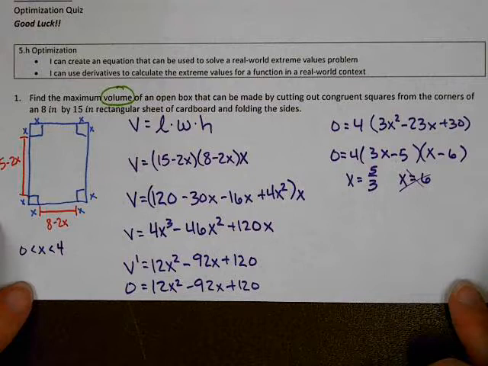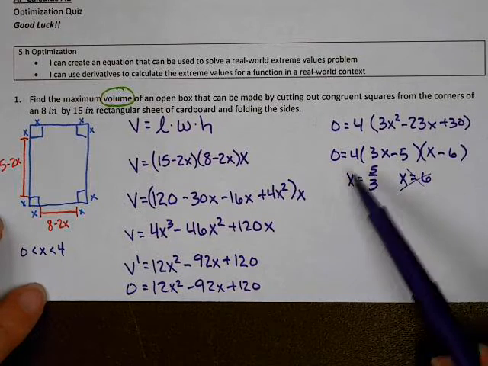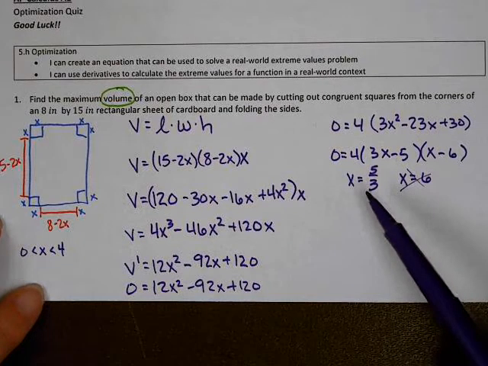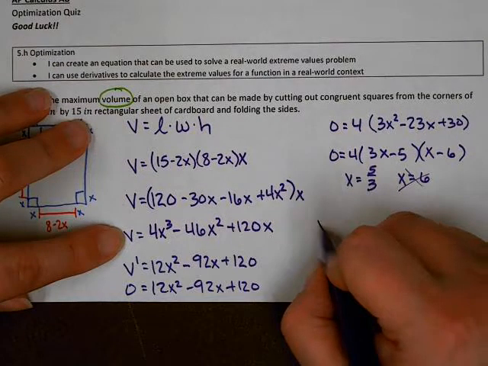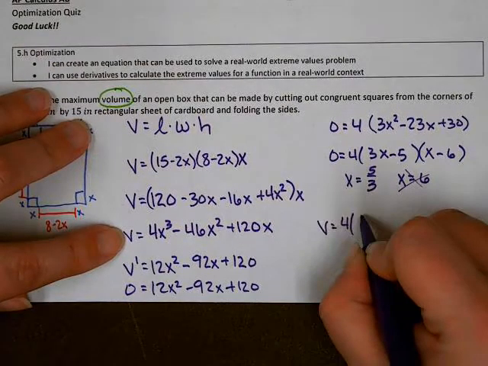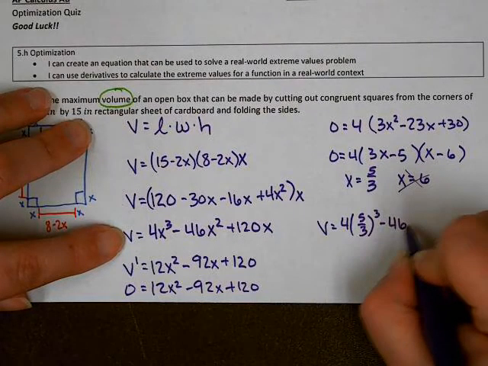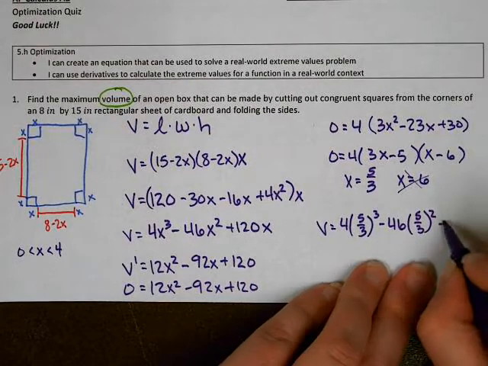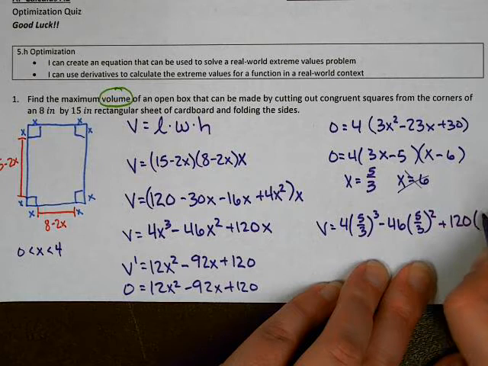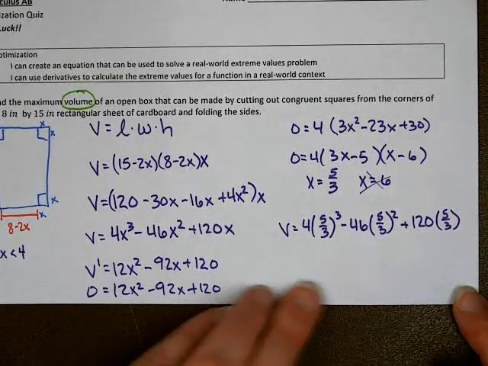Now you have to pay attention to what the question is asking you. It says find the maximum volume. It doesn't ask for the dimensions. So what I need to do is take this 5/3 and I'm going to plug it into my volume formula. So volume is equal to 4x cubed minus 46x squared plus 120x. So that's my 5/3.